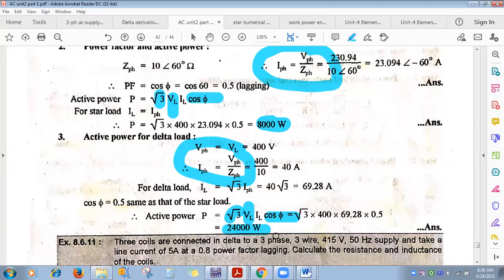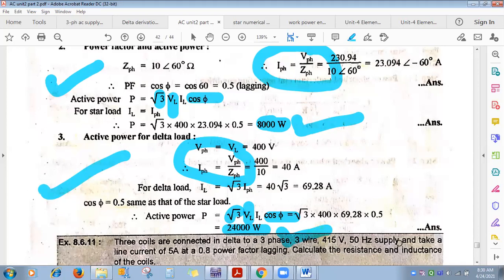Means what is the conclusion here? See, line voltage is the same, supply specification is the same, load is also the same, per phase impedance is the same. Only in the first case it is connected in star, in the second case it is connected in delta. Means what is the conclusion? If the same load you connect in star, 8,000 watt is the power consumption, and the same load across the same supply, if you connect in delta, power consumption is 24,000. Means in which case is more power consumed?